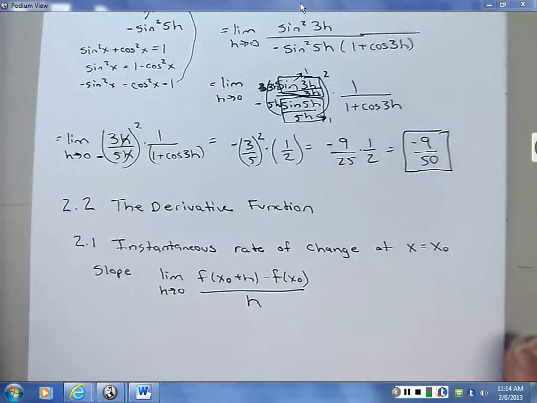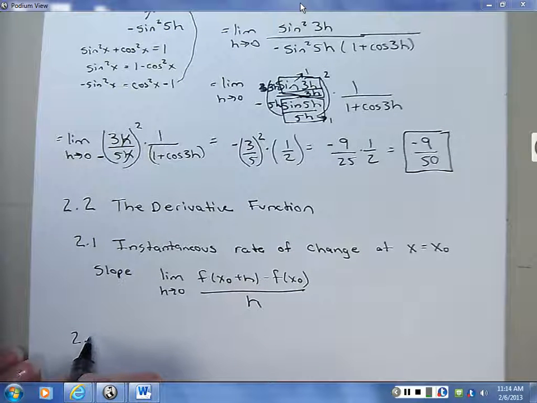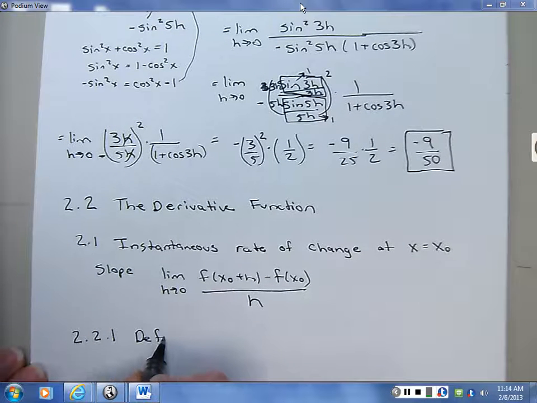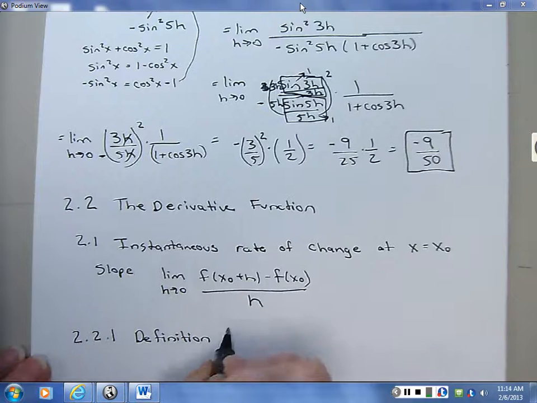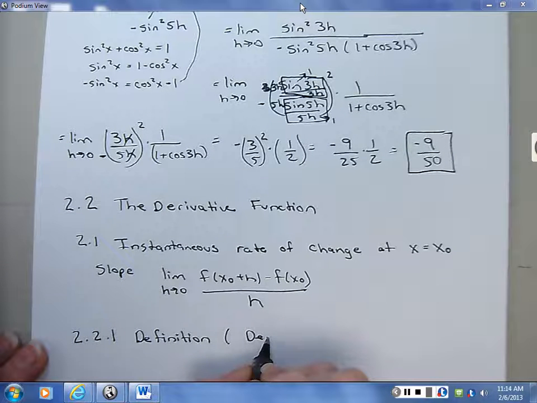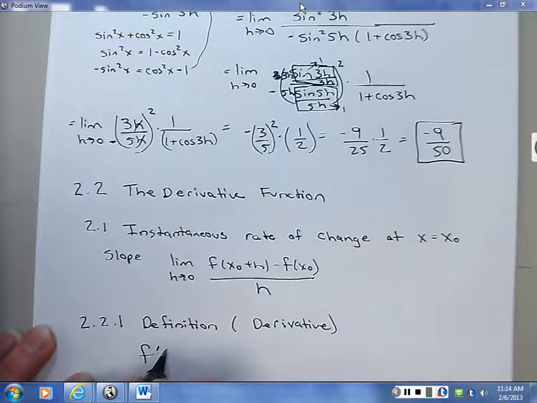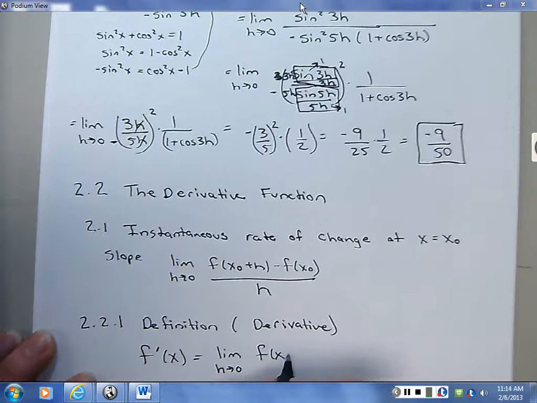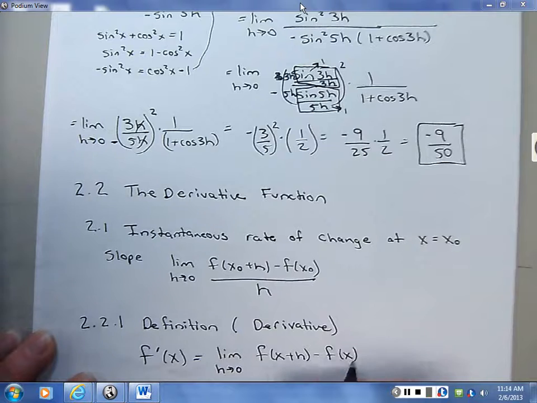We plug in point 2. So we'd have f of 2 plus h minus f of 2 over h, and take the limit as h goes to 0. In 2.2, so this is 2.2.1, this is the definition of a derivative. And it turns out we use the notation f prime of x. This is going to be the limit as h goes to 0 of f of x plus h minus f of x over h.